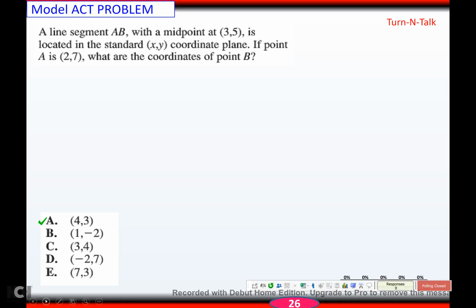And hopefully you got A. So it says a line segment AB with a midpoint at 3, 5 is located in the standard XY coordinate plane. If point A is located at 2, 7, what are the coordinates of point B? So this is A, there's the midpoint, there's point B. Well, the midpoint, your formula is midpoint equals the average of the x's, comma, average of the y's.